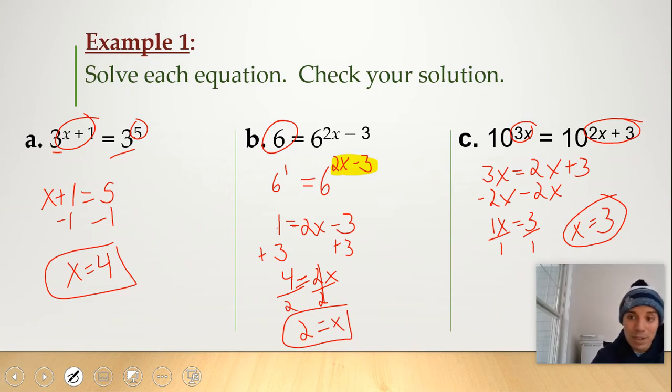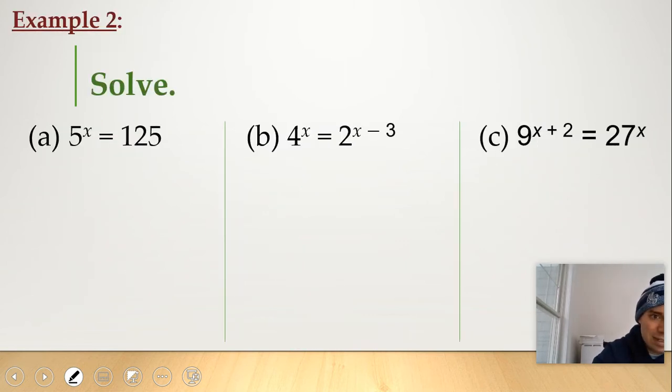These are all nice because, if you've noticed on each of these problems, our bases are the same. So when your bases are the same, it's really easy. We have 3 and 3, 6 and 6, 10 and 10. Those are really easy to do because we can just set the exponents equal to each other and solve. Save the try these for class.